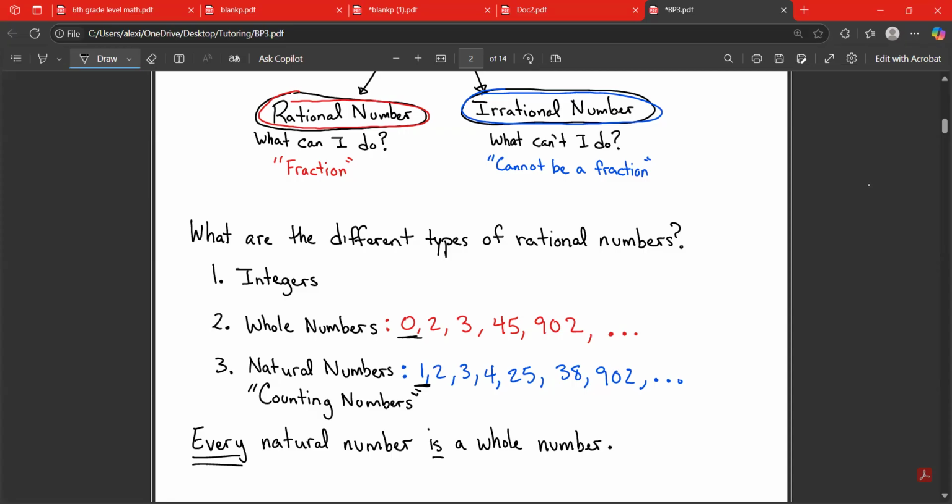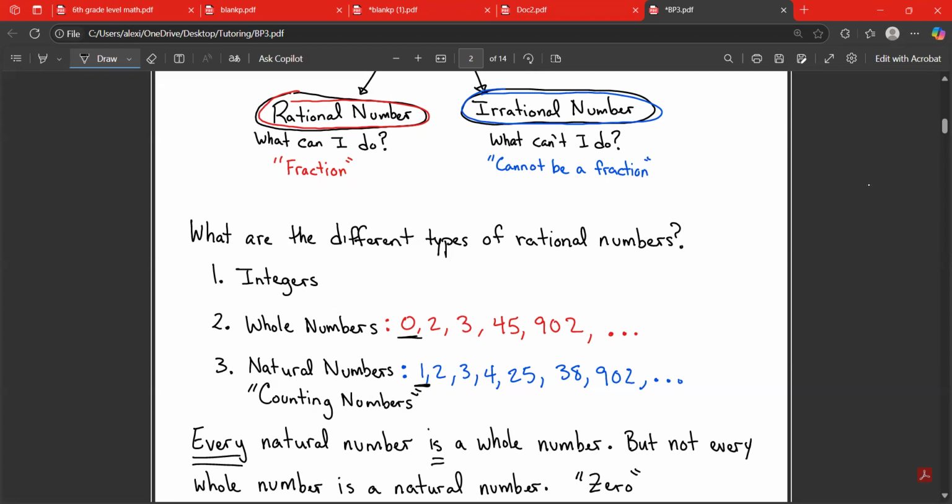Every natural number is a whole number, but not every whole number is a natural number. And what's the example? 0. 0 is a whole number. It is not a natural number.